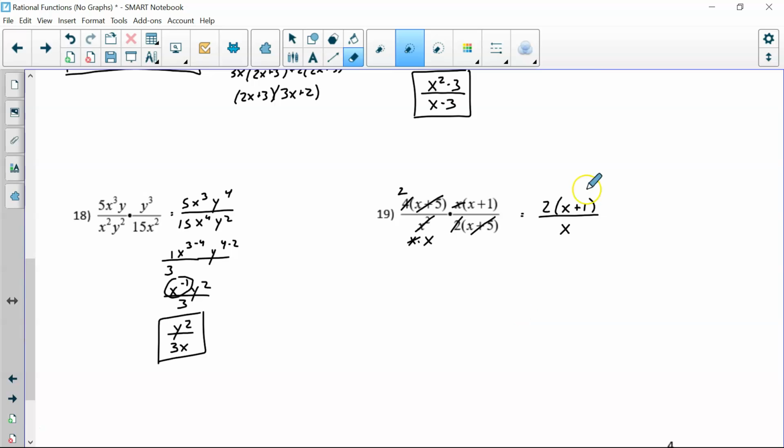We just simplified that. It was easier because it was already factored up for us for the most part. Next page, please.